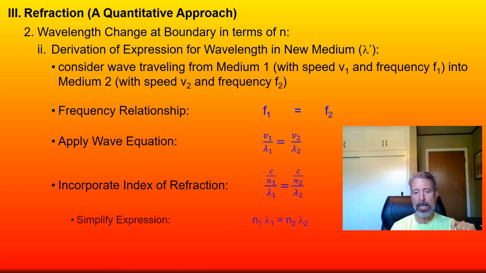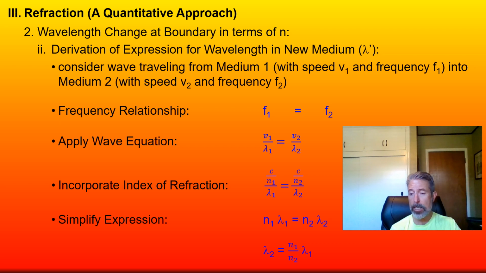And when we do that and we simplify here, we come up with this expression that n1 lambda 1 is equal to n2 lambda 2. Written a little bit differently, we can say that lambda 2, that is the wavelength of the wave in the new medium, the transmitted medium, is equal to this ratio of n1 over n2 times lambda 1.